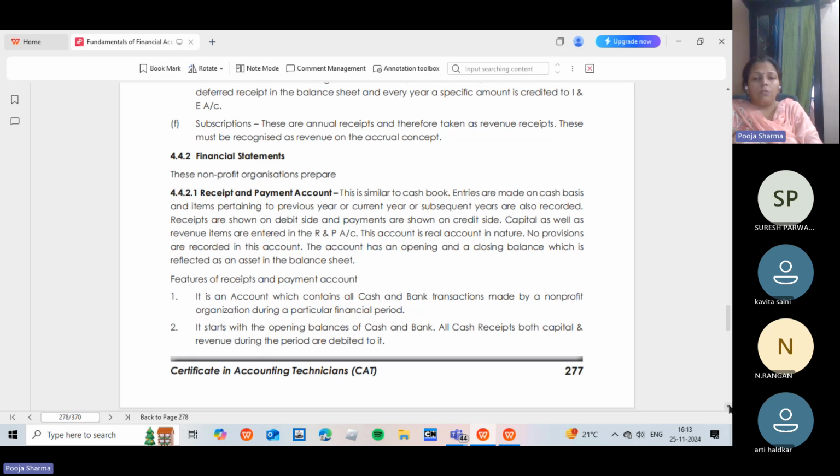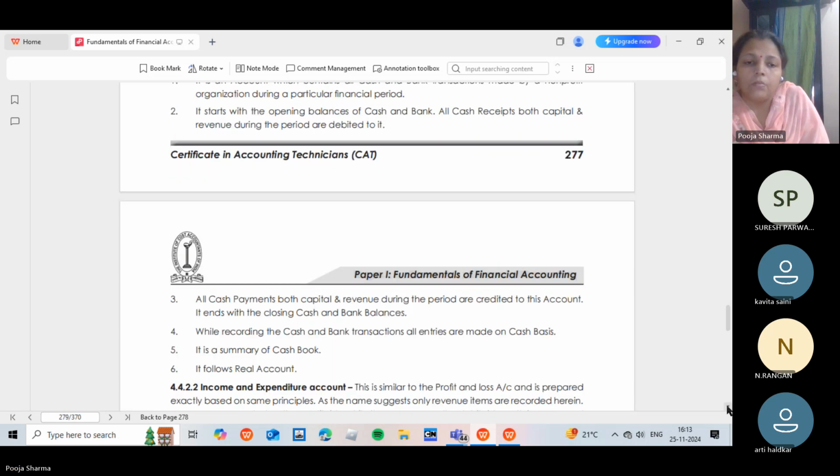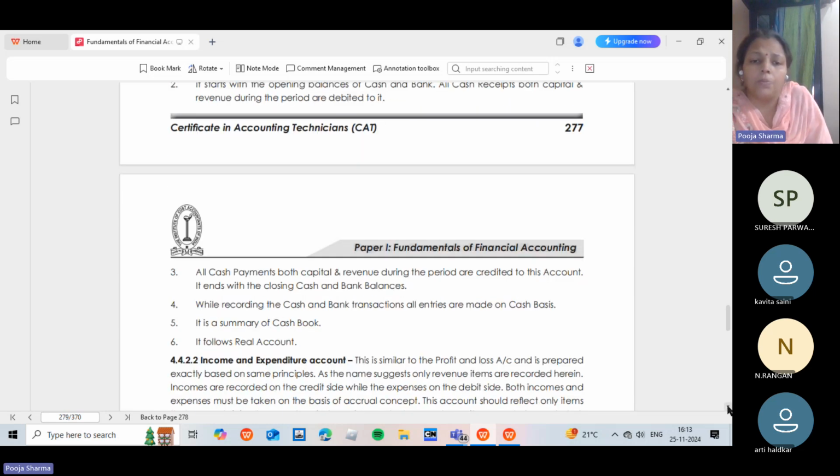After that, all the cash receipts will be posted on the debit side, and the cash payments we have made will be shown on the payment side. It doesn't matter whether it is of revenue nature or capital nature. All cash payments, capital and revenue, during the period are credited to this account. We have just stated that while recording the cash and bank transactions, all the entries are made on a cash basis.